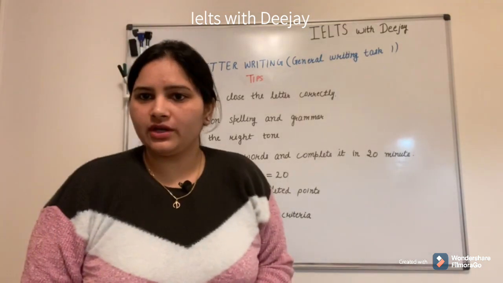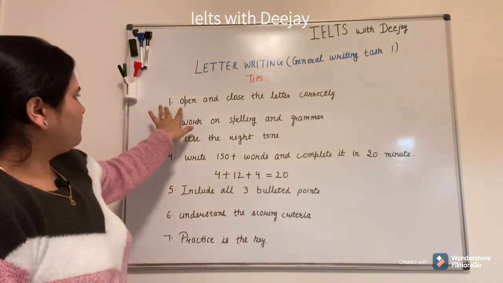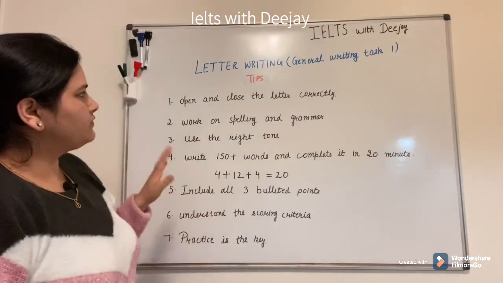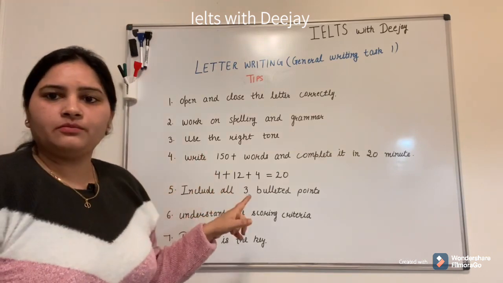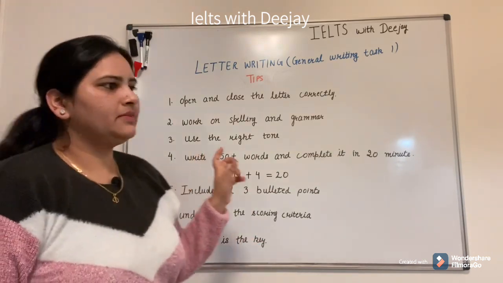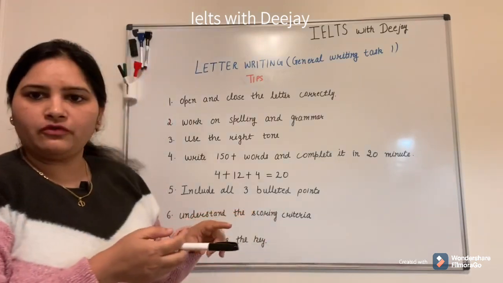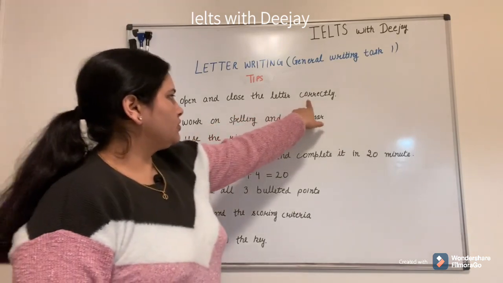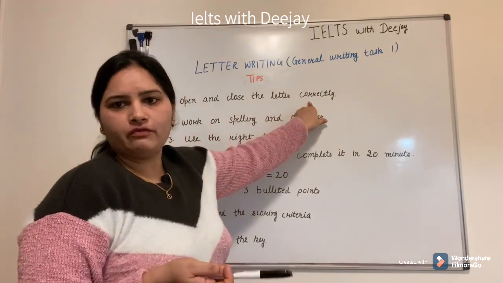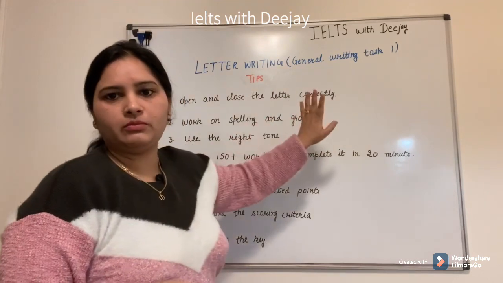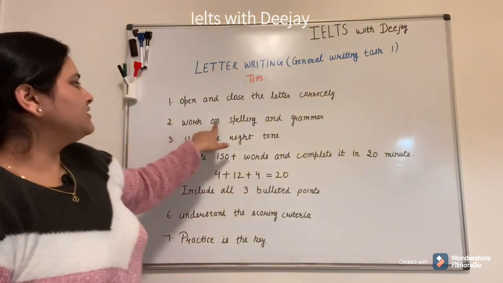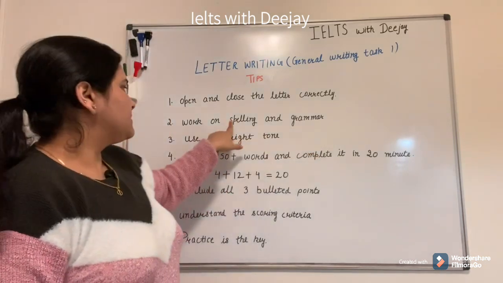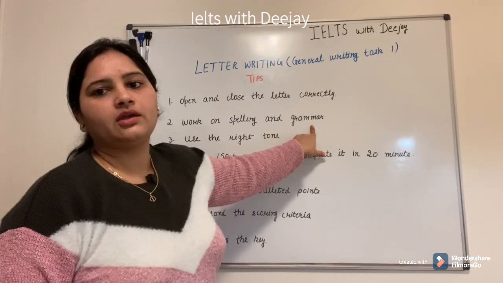Now it's time for the quick tips. The first tip is to open and close the letter correctly. Like I told you, you have to use Dear Sir for formal, Dear Mr. Last Name for semi-formal, and Dear First Name for informal, and the closing faithfully, sincerely, or warm wishes according to the letter. It should be perfect. Okay, after that, work on spelling and grammar. This is really important. If you're aiming for 7 or 7+ bands, spelling and grammar should be accurate.